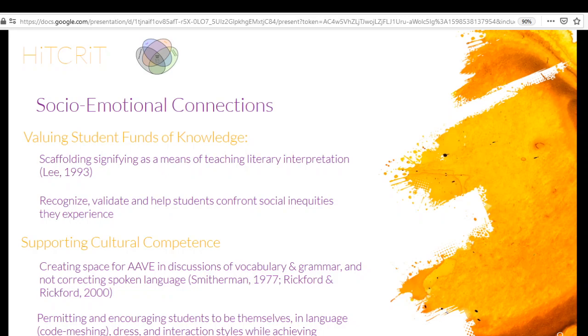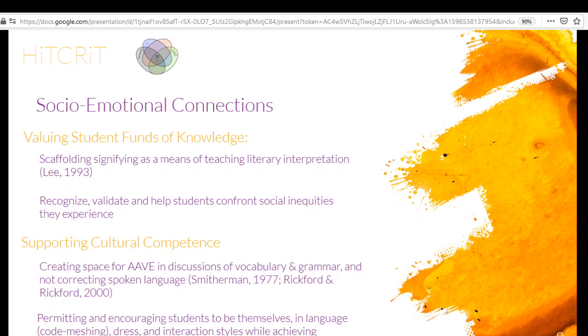We need to be caring to our students. We need to respect our students. But there is more to creating real socio-emotional connections with our students in culturally responsive ways. We need to create connections with their realities, with their cultures, with their communities.